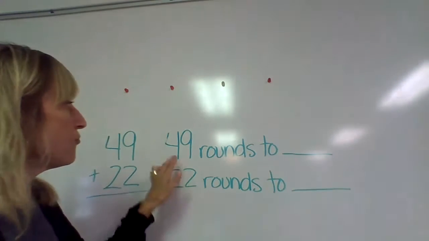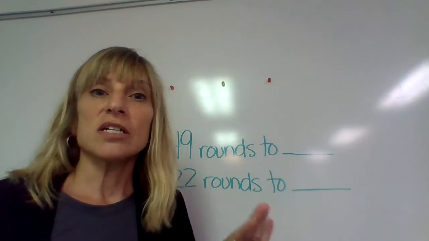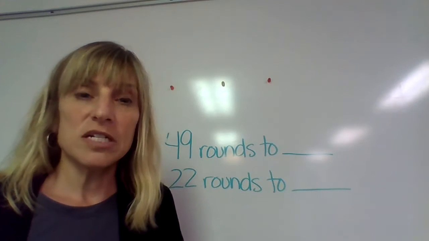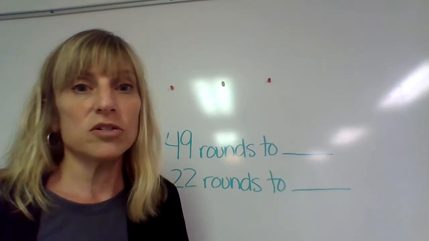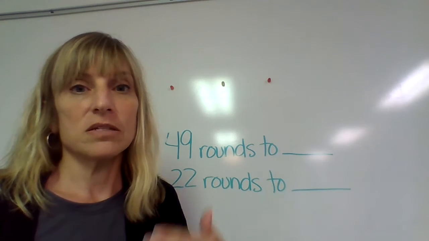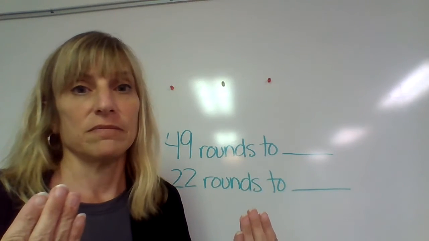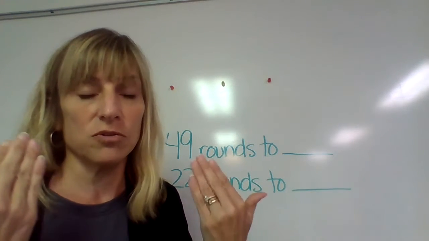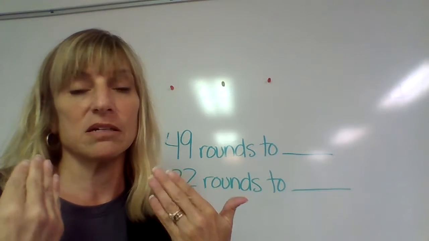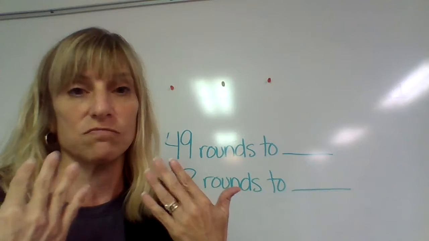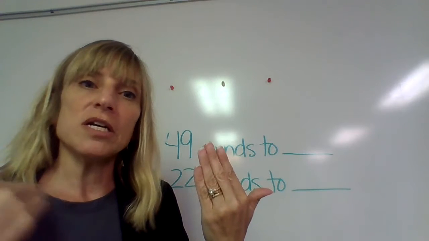Okay? So 49 rounds to which nearest 10? Now we need to know that 49 is in between what two groups of 10? It's in between 40 and it's in between 50. Okay? And if you guys are struggling with understanding that part of it, you need to let me know in the comments, because I need to get an understanding of what you guys are understanding. Okay? All right, so 49 is in between 40 and 50.